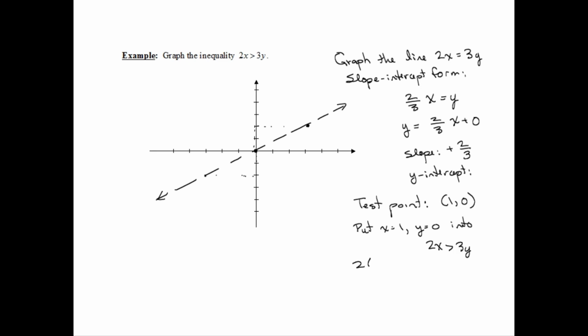This gives me 2 times 1 greater than 3 times 0, 2 greater than 0. Is this a true equation? Sorry, a true inequality? Yes, this is true. So that means I'm going to shade the half that contains that test point.